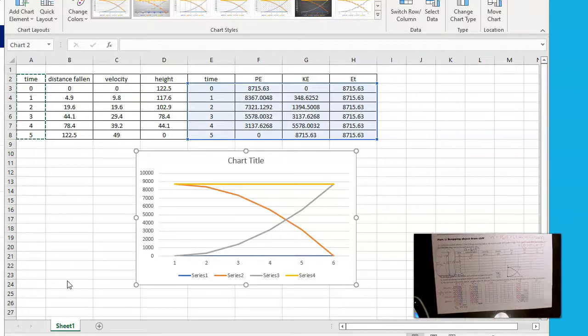And again, if I added this bar and this bar together, it would be the same height as this bar, showing that my total energy is always the same, but it's sometimes in potential energy joules and it's sometimes in kinetic energy joules.